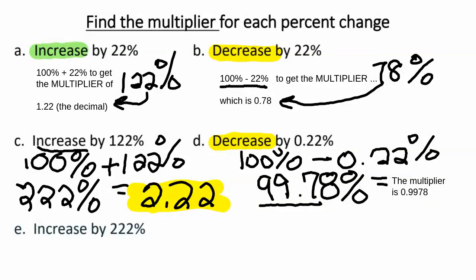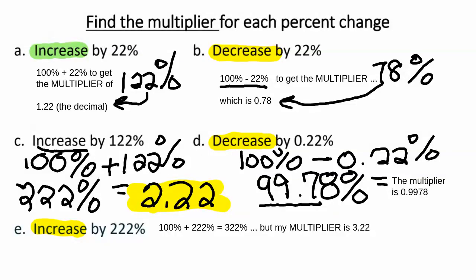Well, notice the word here, increase. Okay, this is saying 100% plus 222% equals 322%. But my multiplier is 3.22. Okay.